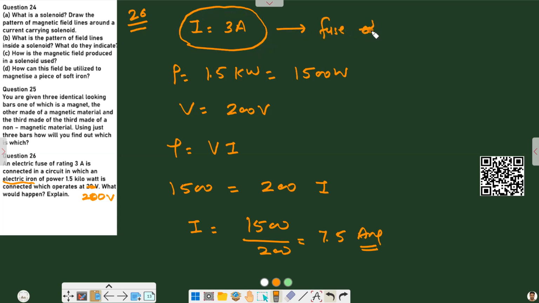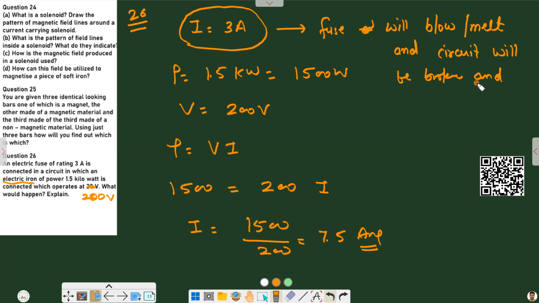Fuse will blow or melt and circuit will be broken and electric iron will not function. As circuit is broken, no current is flowing through electric iron, so electric iron will not function. So this will happen.